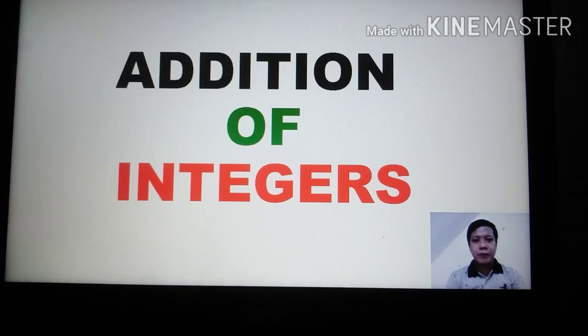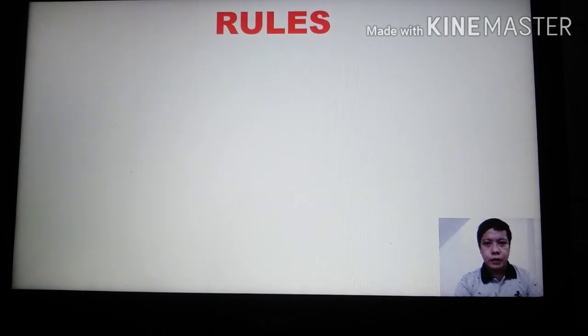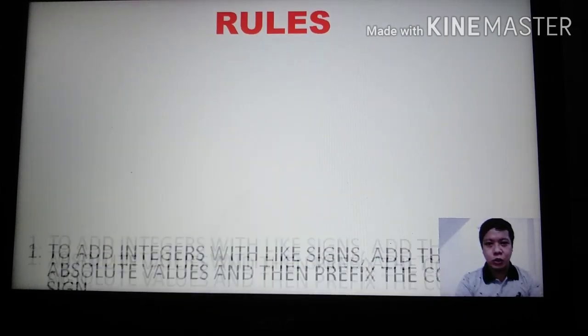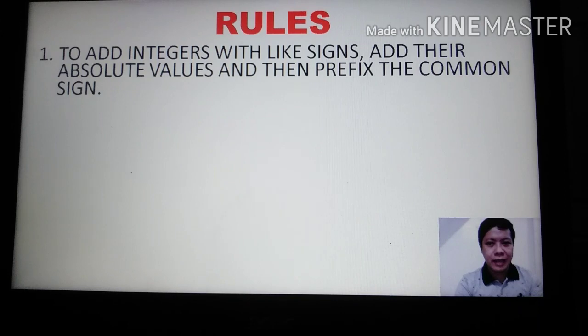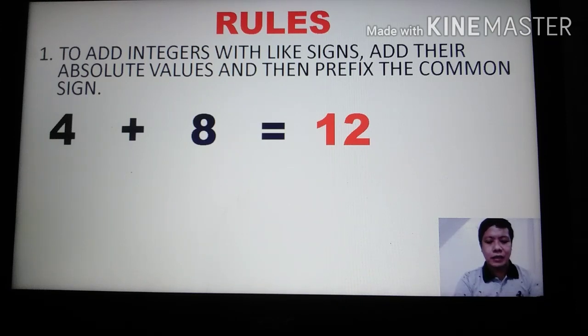Our lesson for today is about addition of integers. We have rules on how to add integers. To add integers with like signs, add their absolute values and then prefix the common sign. So what does it mean? Take a look at this. If we have positive 4 plus positive 8, what will be the sum? The sum will be positive 12. Why positive 12? Because the two given integers are like sign.